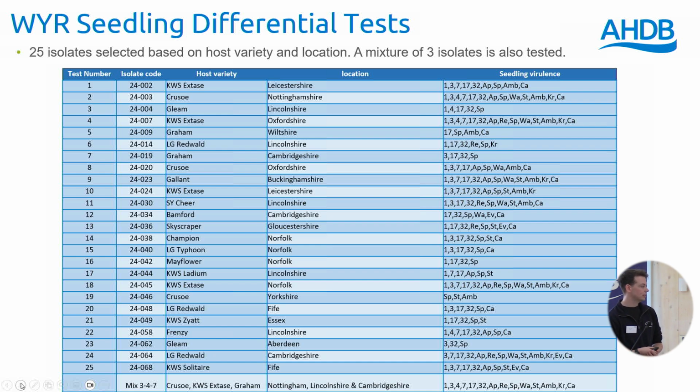At the bottom, at 26, we also tested a mixture of 3 isolates. We selected 24003, 4 and 7, and this was to compare how using a mixed isolate compares to testing them individually. We found that the resistant isolates and the susceptible ones are easy to pull out just using a mixture.